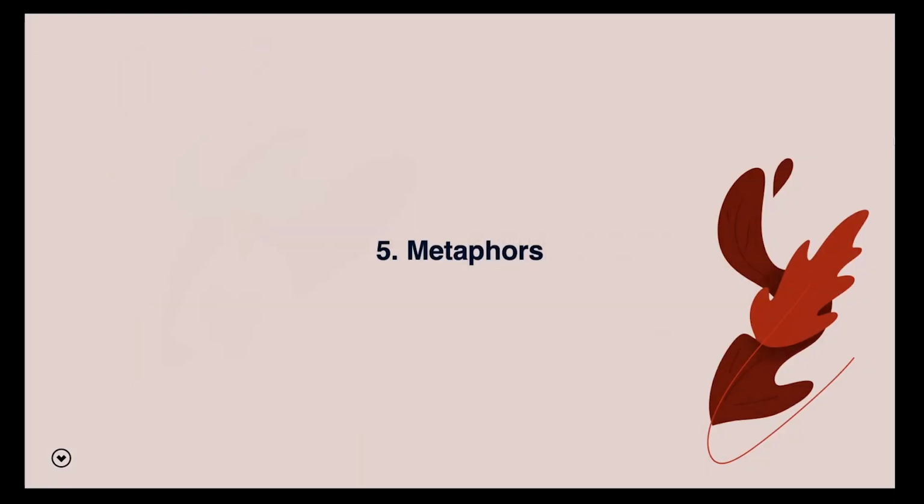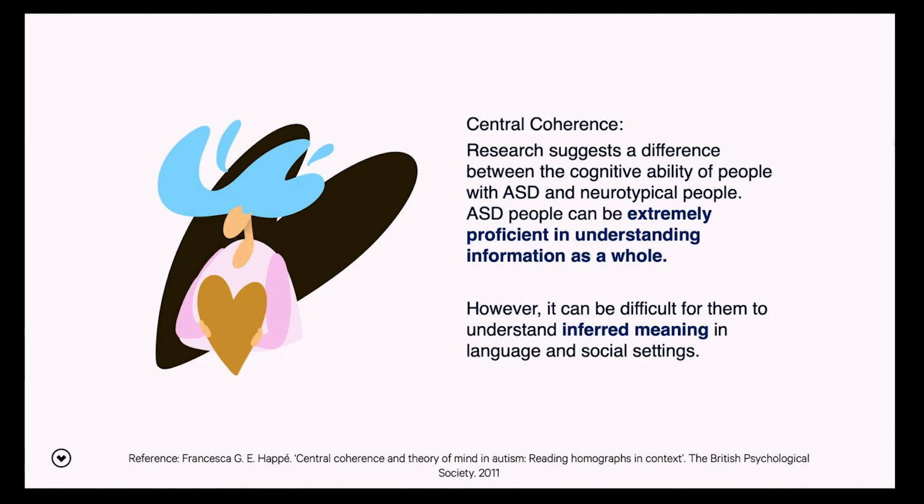Then we go into metaphors. So here we talk about central coherence. The term central coherence basically means that people with autism have different cognitive abilities than people with neurotypical brains. As I said earlier, they can be really proficient in understanding information as a whole, but often the issue lies in understanding inferred meaning. That's why I said metaphors, because especially in content design, we often try to make things really exciting and interesting and find the right wording. But from an accessibility point of view, I think we often forget that keeping things as plain as possible is actually a really good approach.